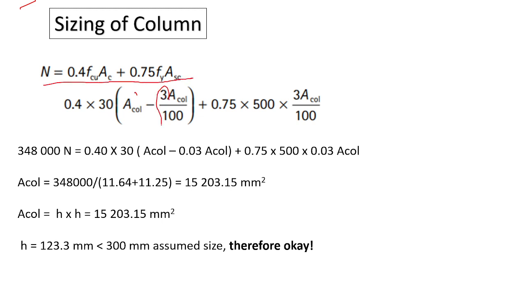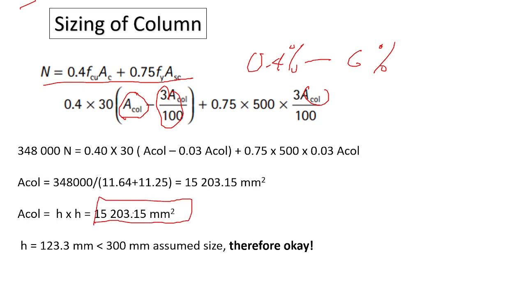Now once you have this, you can use this sizing of the column to check if your assumption is correct. So let's say we consider 3%, or you can use between 0.4% to a maximum of 6% according to the code, so as to compute this area of the column. We can calculate this mathematically using your calculator. In this case, this is just equal to 15,000 square millimeters. The area is h times h, meaning you can calculate h. This is less than our assumption, so we can increase our assumption to maybe 200 or maybe 200 by 250. It's up to you.